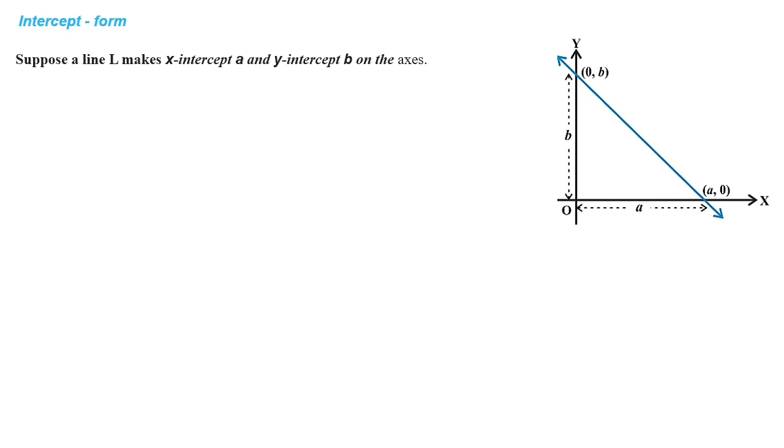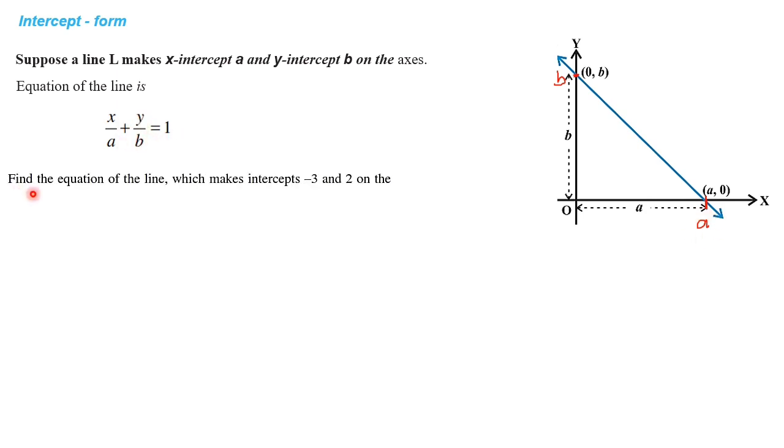So the point where it meets is B here. The point marked on the y-axis is B, and here the point is marked as A. And the coordinates we say are A0 and 0B. The equation of the line is x by A plus y by B is equal to 1. On the x-axis the intercept is A, so x by A plus y by B is equal to 1. Let's take an example.